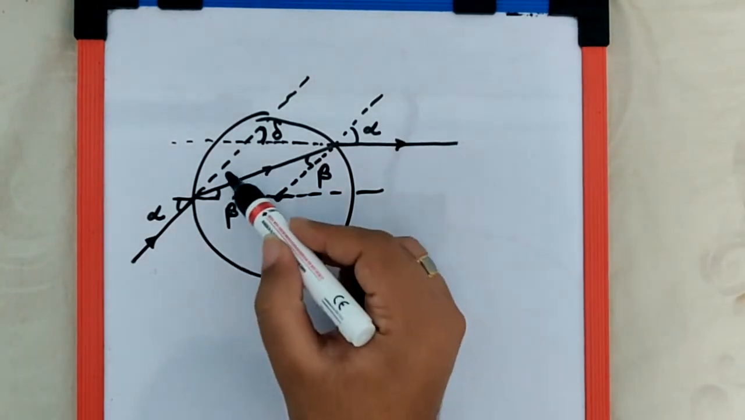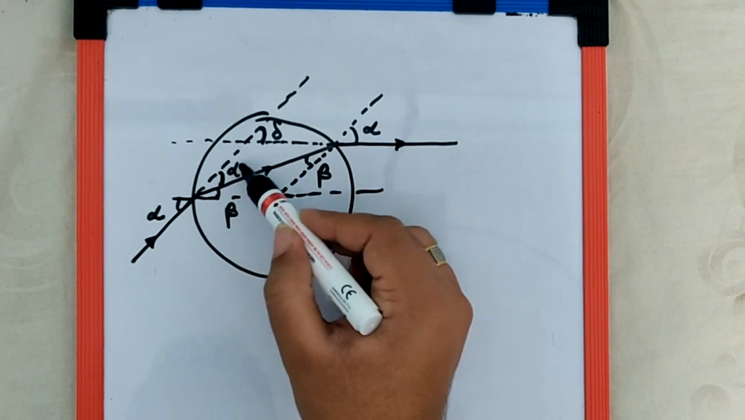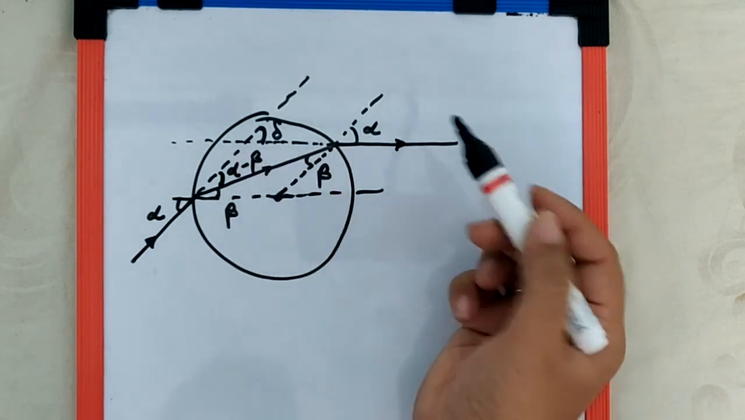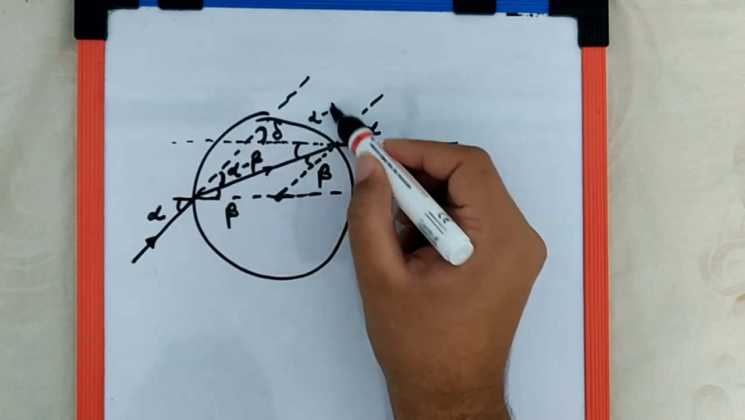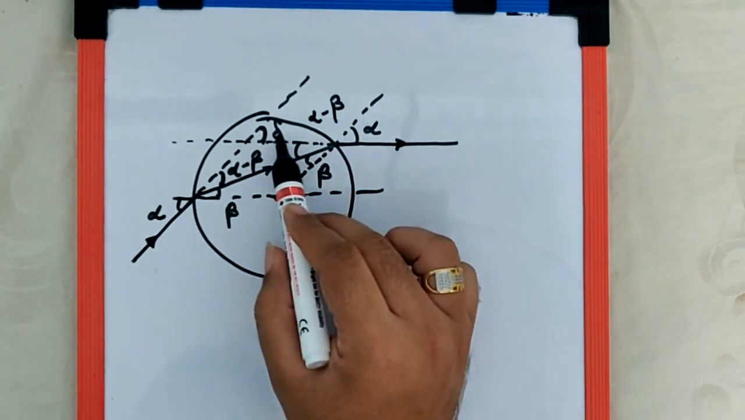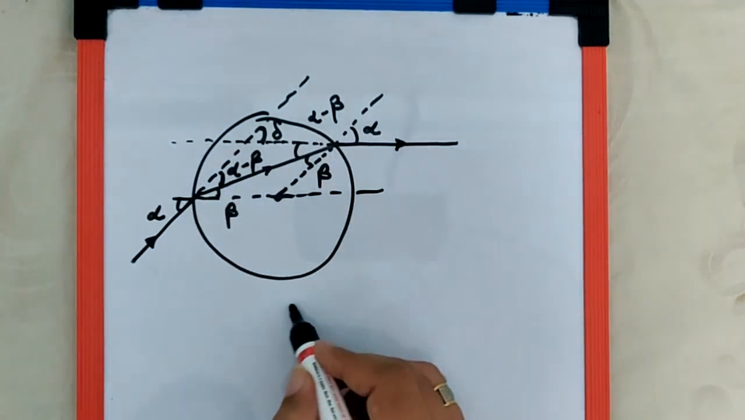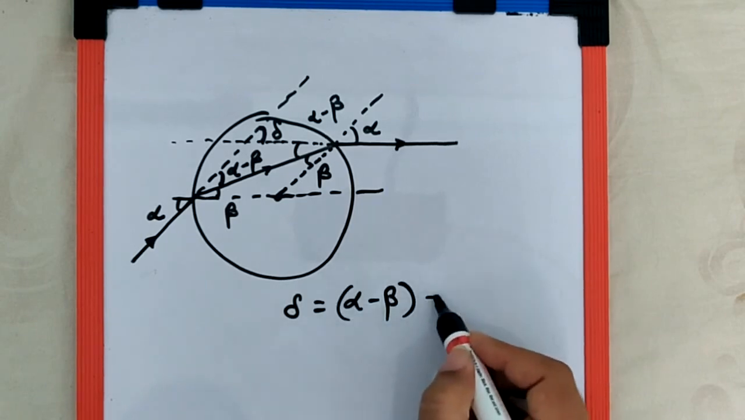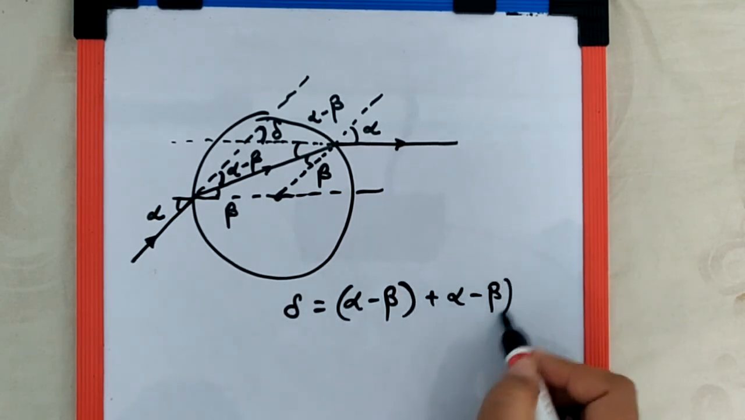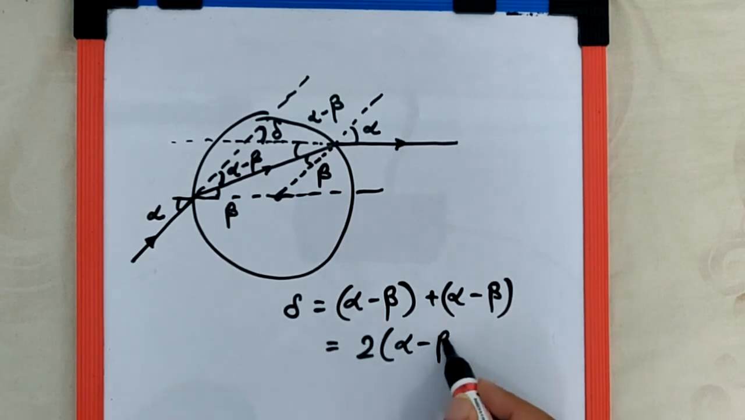Now very clearly I can say this angle, what you can see over here, is going to be alpha minus beta, and this angle will also be alpha minus beta, and this delta is an exterior angle for this triangle. So delta is going to be alpha minus beta plus alpha minus beta, and that is called 2 times alpha minus beta, which is the final answer.